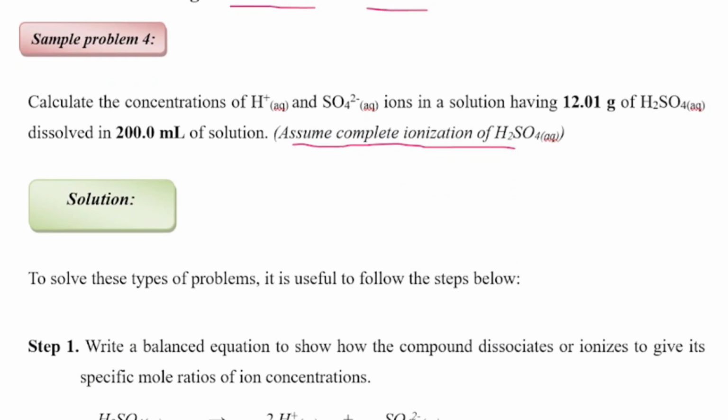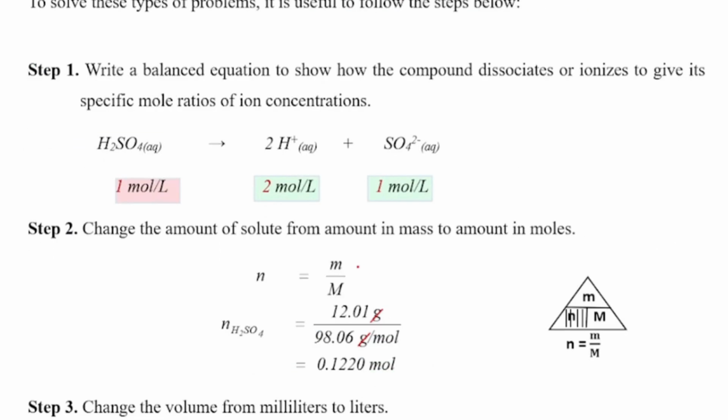Here they're giving you 12.01 grams of sulfuric acid, and it is dissolved to make 200.0 milliliters of solution. Again, I'm telling you, we're assuming complete ionization of this thing. So your equation will be this. Okay, watch this. I've done some colors here for you because it's important for what we're doing later on.